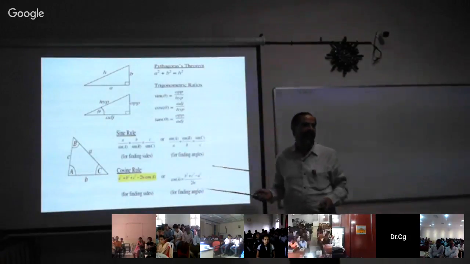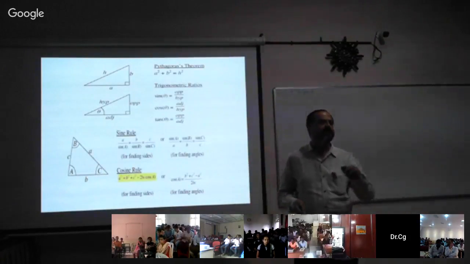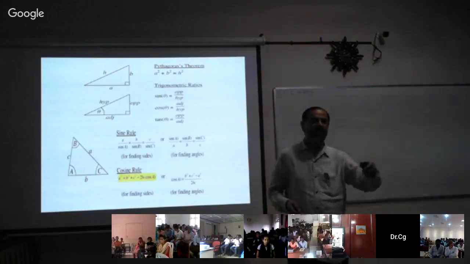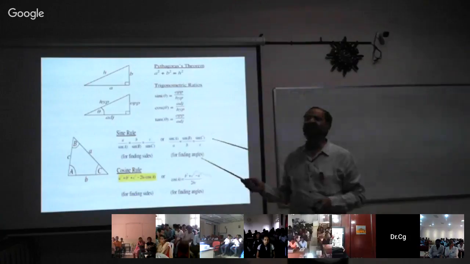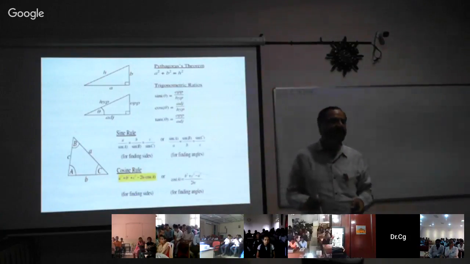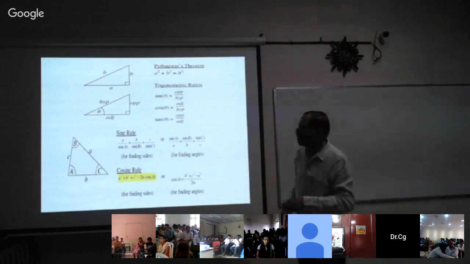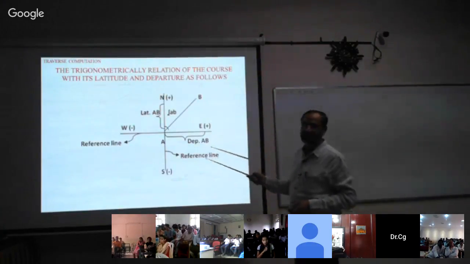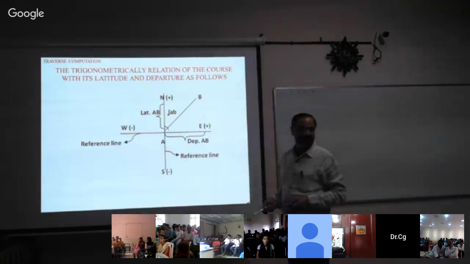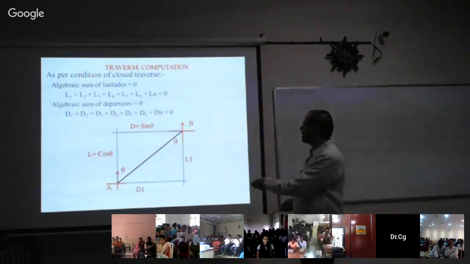And similarly, please remember this again. Repeatedly I am saying this, a number of times, because one should understand this, isn't it? The basic trigonometrical functions must be known. Already we have discussed latitude and departure, isn't it? Latitude and departure we have discussed.